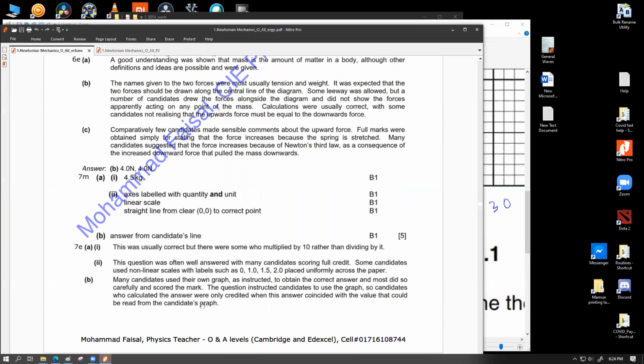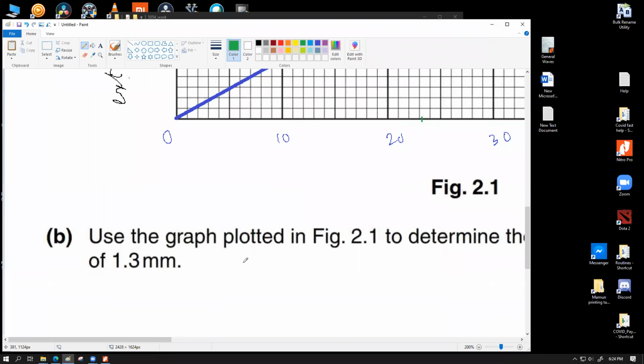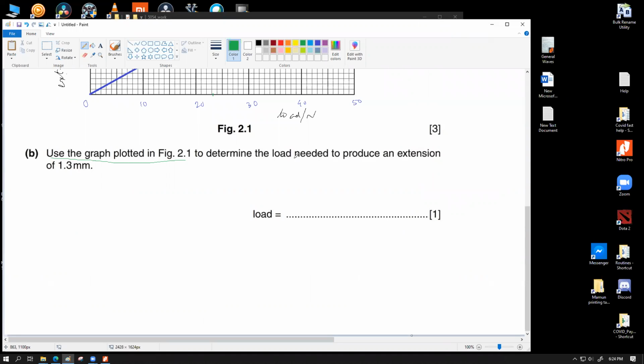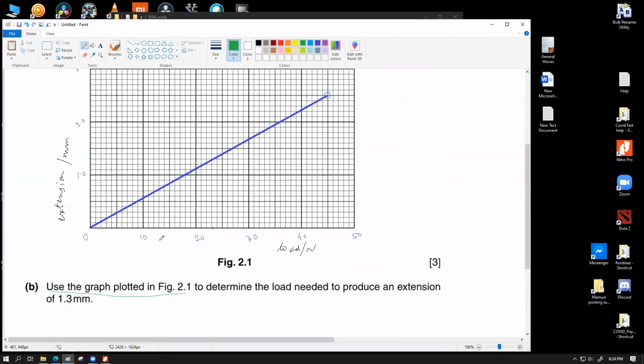Okay. This is important information. What this examiner's report says is that the question exclusively mentioned to use the graph plotted in figure 2.1 to determine the load needed to produce an extension of 1.6 mm, which means according to the mark scheme, you are needed to take this value out of your graph, not calculate.